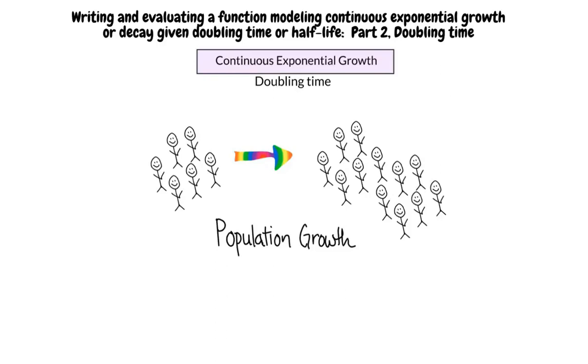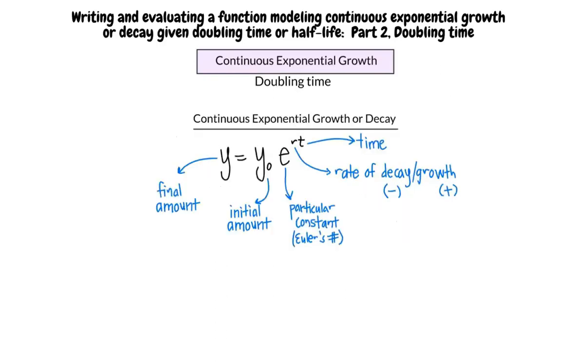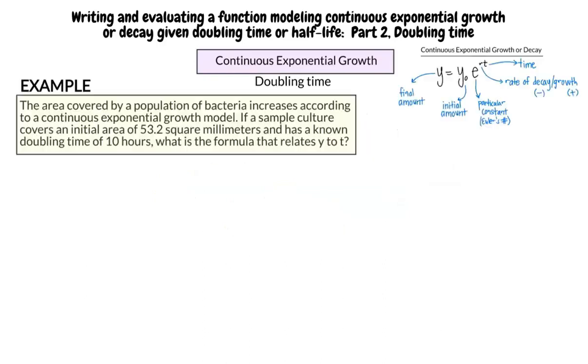For this, you will sometimes be asked to find the doubling time of the growth. For population growth, this would mean the amount of time it takes for the population to double. You may have seen the general formula for continuous exponential growth or decay from the first video for this topic. We will work through an example on continuous exponential growth, which occurs when the rate is positive.